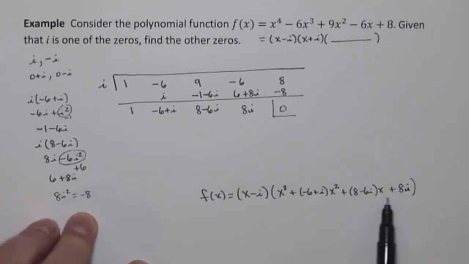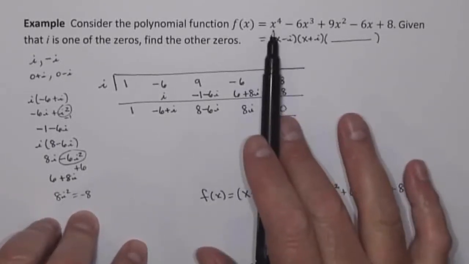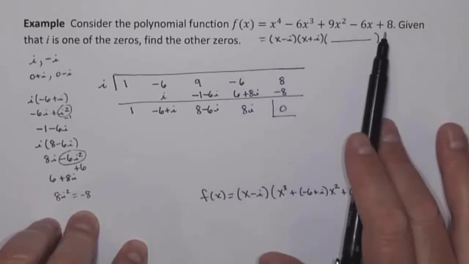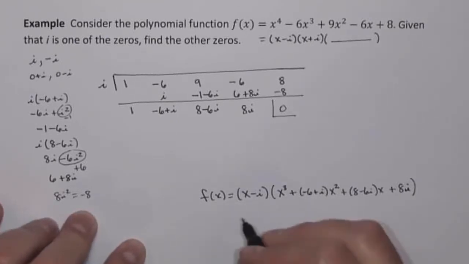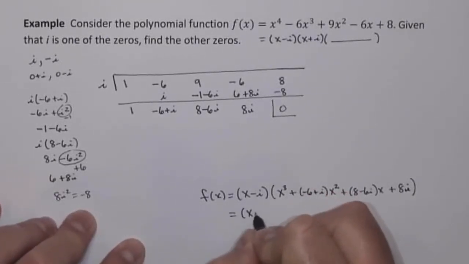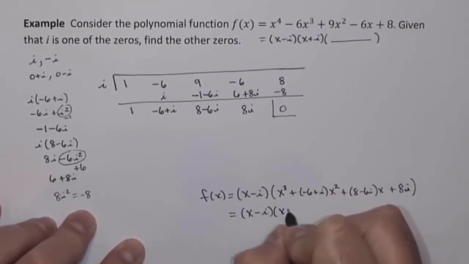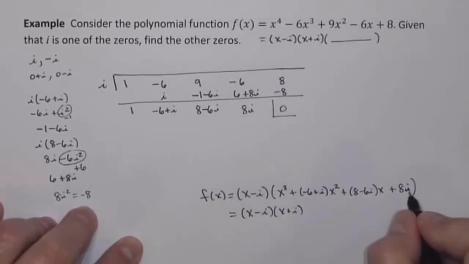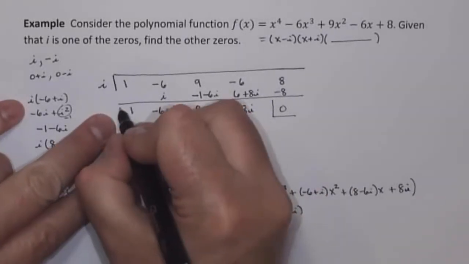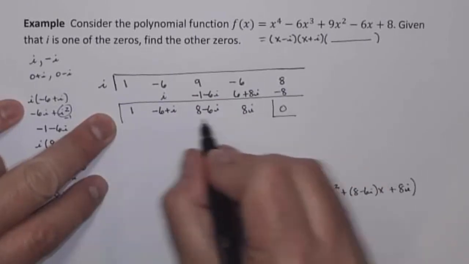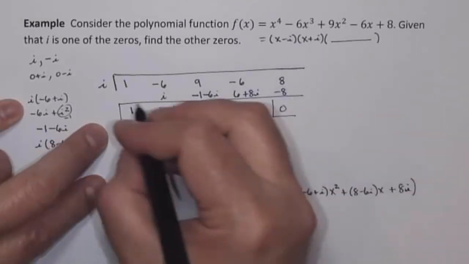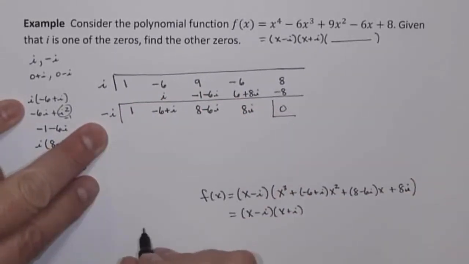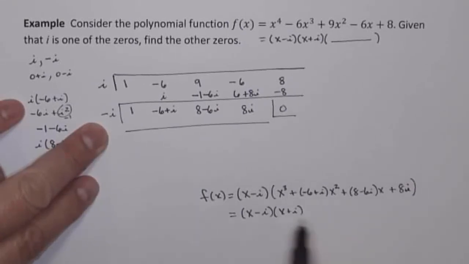Now this, since x plus i is also a factor of our polynomial, x plus i should be a factor of this as well. Okay? So I'm going to next factor out the x plus i from this polynomial. And I can do that by using synthetic division on this. Okay? So again, if x plus i is the factor, then negative i is what's going to go out here, and I'm going to run through the synthetic division process again.